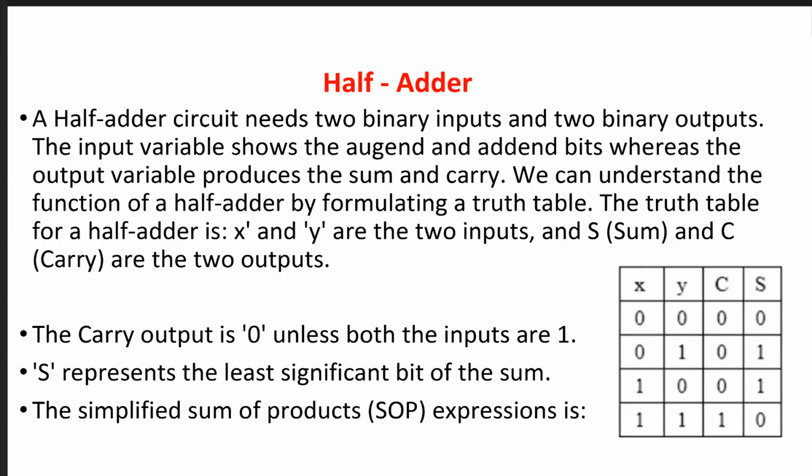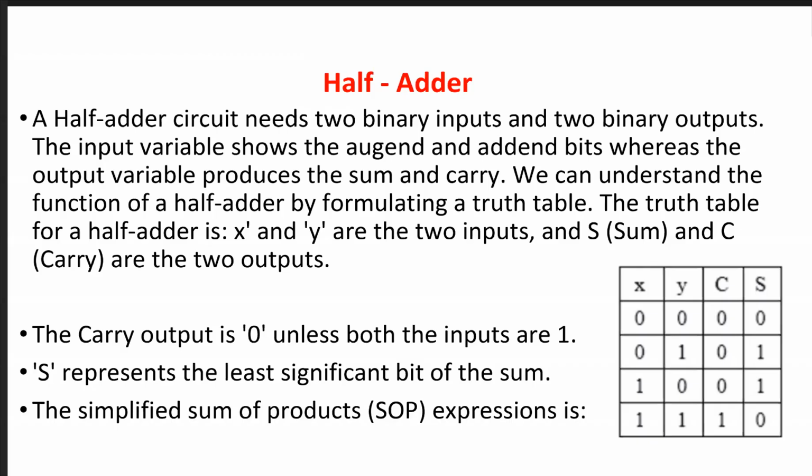So if I add 0 and 0, I get a sum of 0, carry is also 0. If I add 0 and 1, my sum is 1, carry is 0. If I add 1 plus 0, my sum is 1, carry is 0. Now the last case, when I add 1 plus 1, the sum is 0. 1 plus 1 is 10, and I get a carry here. So this carry is 1 when both the inputs are 1. So this is the truth table of your half adder circuit.